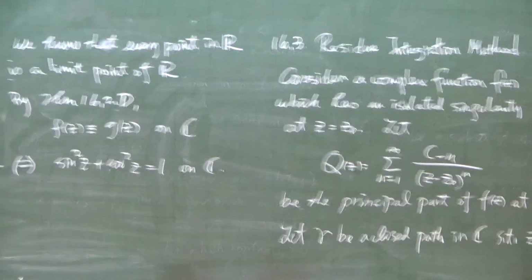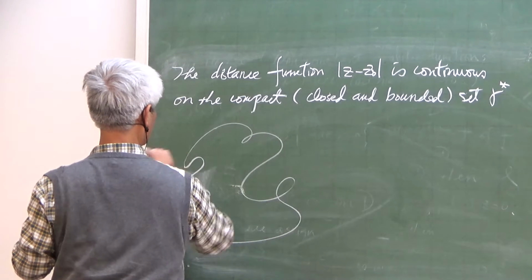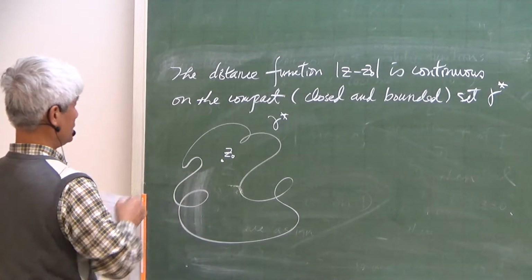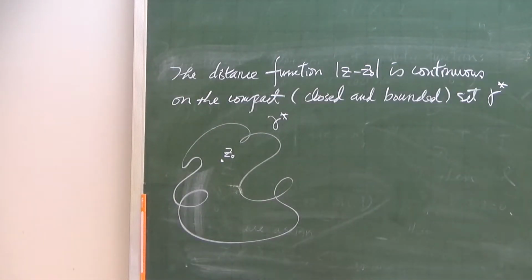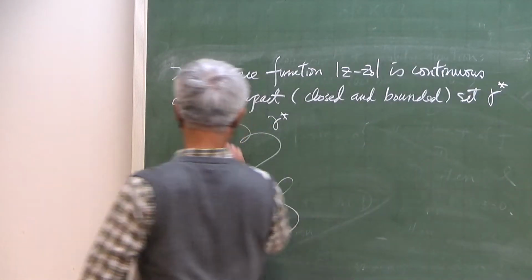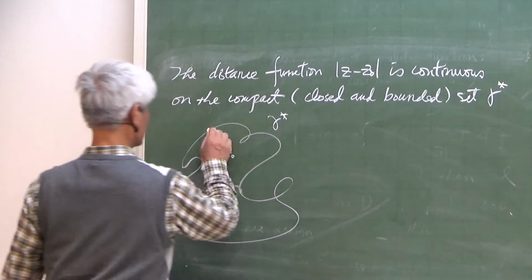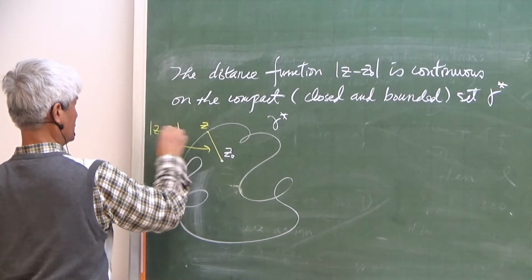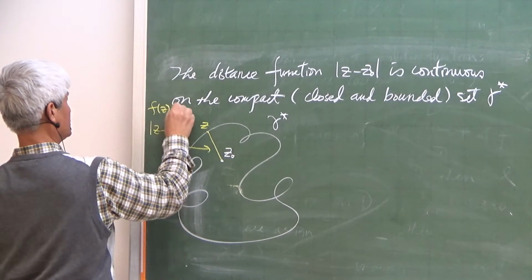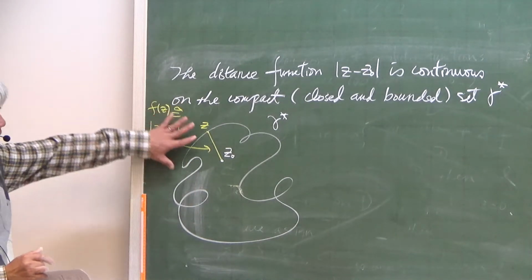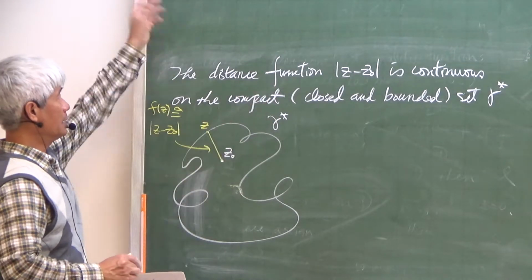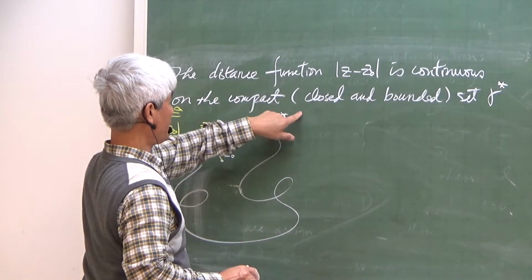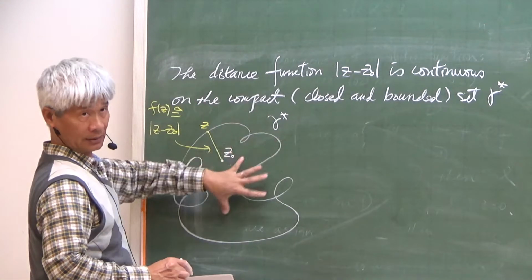So this is gamma star, and we have z0 here. And z is here, and the distance function f of z is defined to be the distance. This distance function is continuous, of course, and it's continuous on the compact set, because the image of a closed path is closed and also must be bounded.